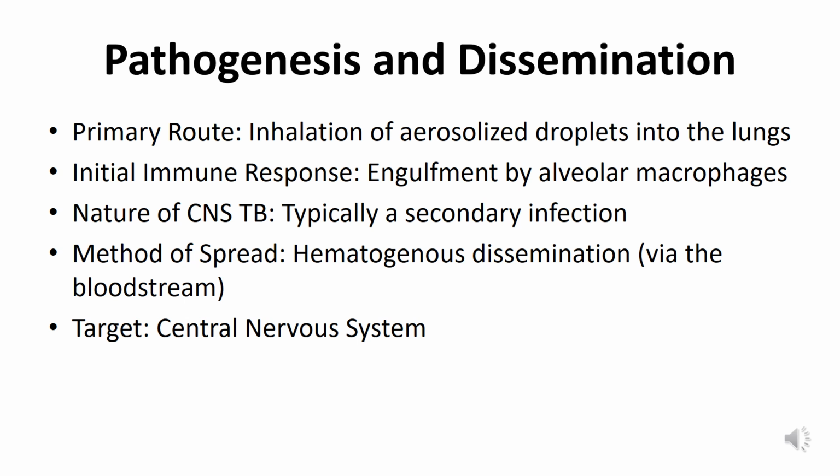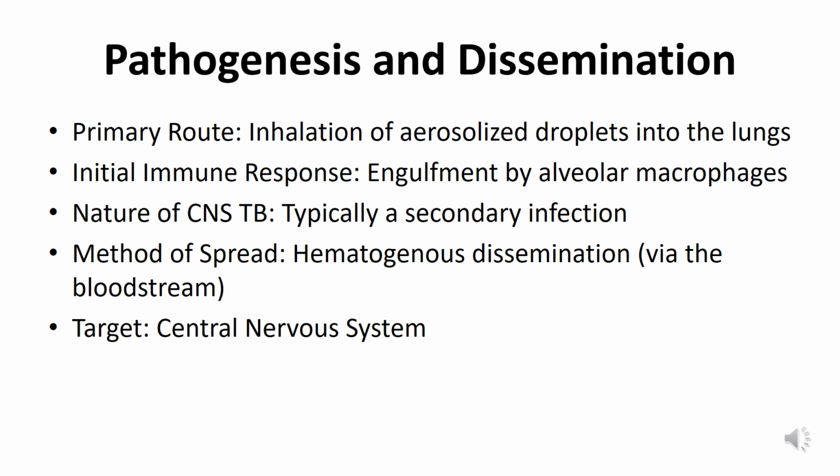At this stage, tuberculosis is no longer confined to the lungs. The bacteria can reach distant organs, including bones, kidneys, lymph nodes, and the central nervous system. This is why CNS tuberculosis is generally considered a secondary infection. The brain and surrounding structures are usually not the original site of infection. Instead, they become involved after bacteria spread from a primary focus elsewhere, most commonly the lungs.